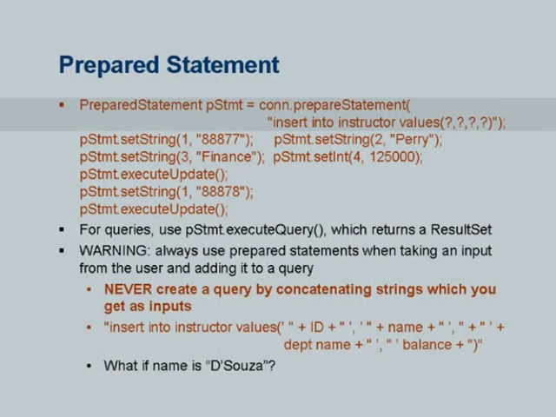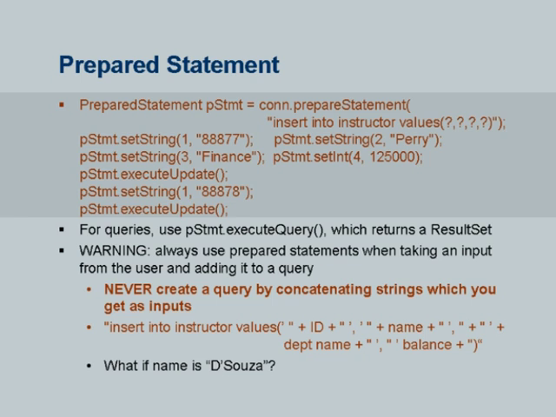So after preparing, I can do the following. The result is a prepared statement object. And on that prepared statement object, I can set the values. So I have set the ID to the string 88877. I have set the second one, which is the name, to Perry. I have set the third one, which is the department, to finance. And the fourth one, which is the salary, to 1,25,000. The finance guys always get paid the most these days.